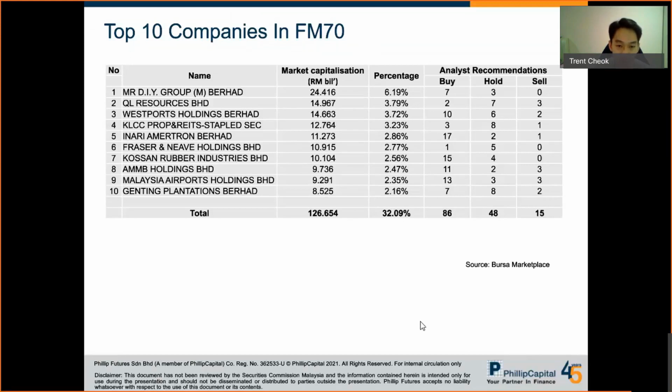So the lower the weightage, it doesn't pull its weight on the index. So we should not be wasting our time. Just look at the top 10 because it already covers 32%. It is already 1/3 of the FM70 index. It's good. It's already quite an almost accurate indicator for the direction of the FM70 index.